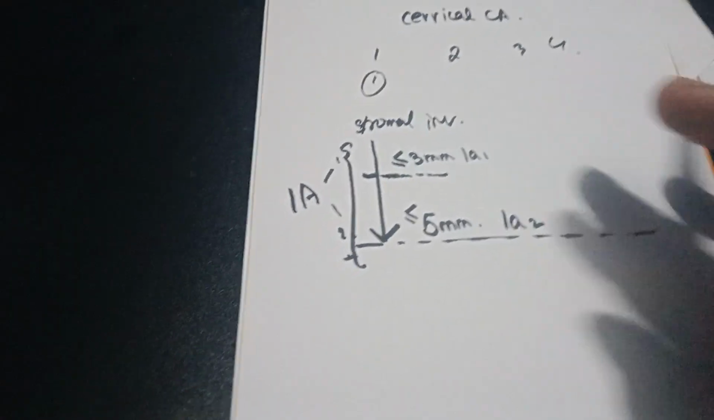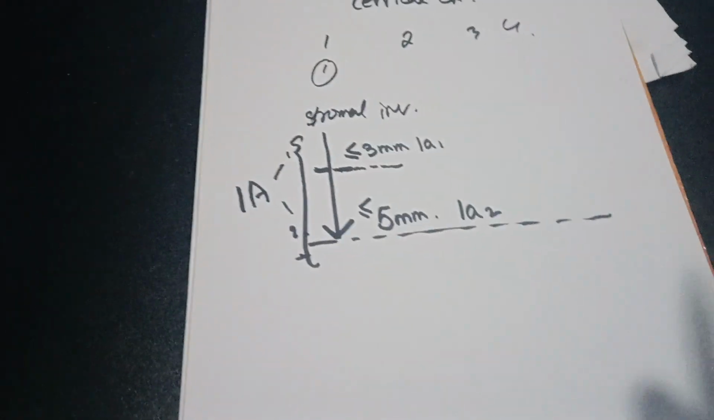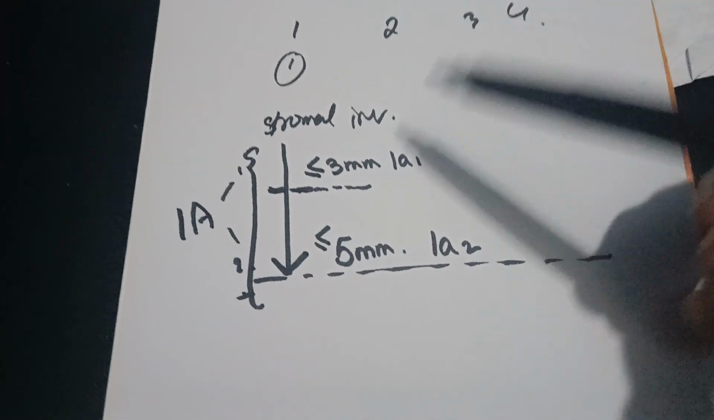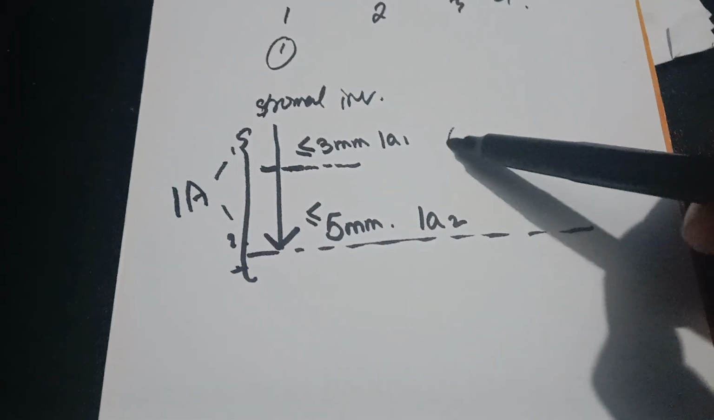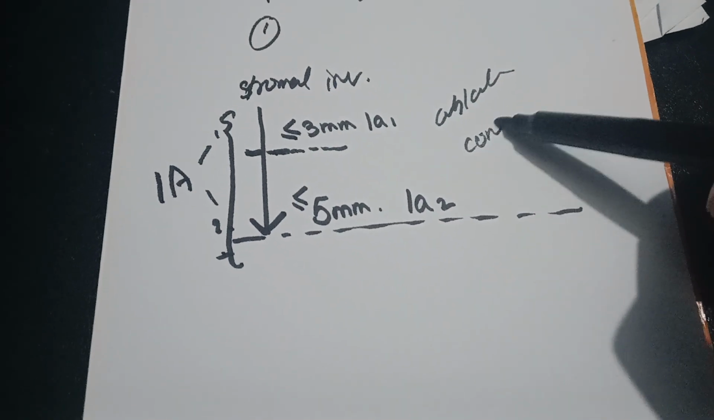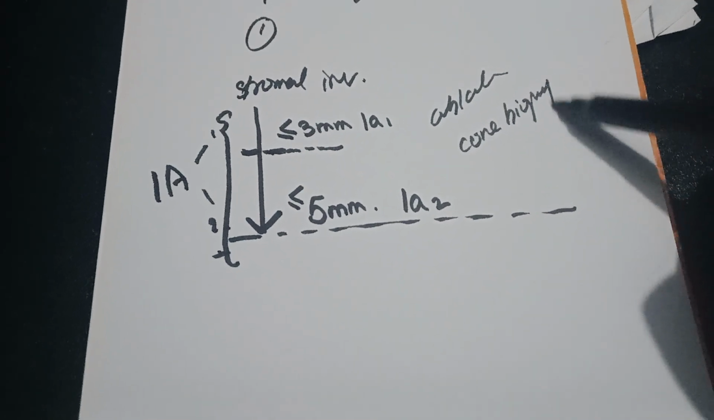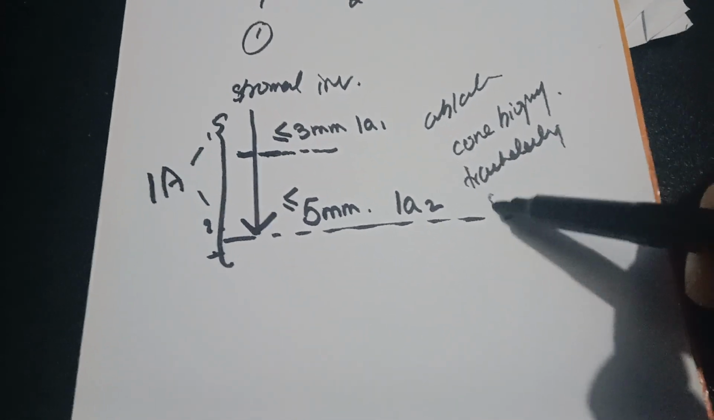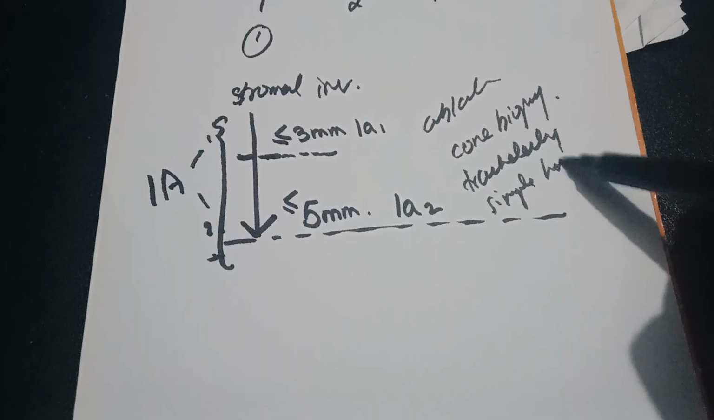How are you going to treat it? Since this is going to be microscopic, okay, you can do ablative techniques for 1A1, but cone biopsy, if she wants to preserve her fertility, you can go for trachelectomy. Otherwise, you can go for simple hysterectomy.